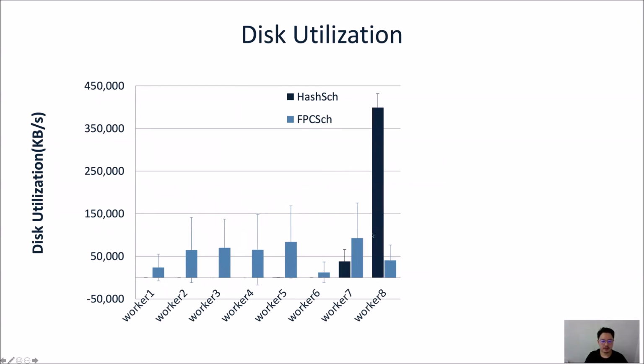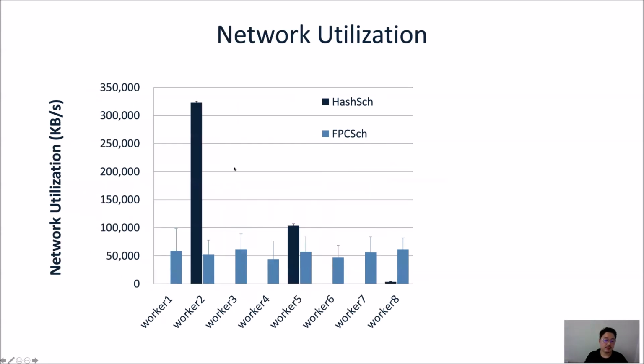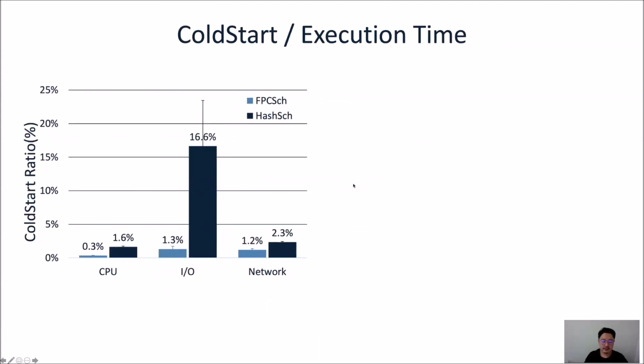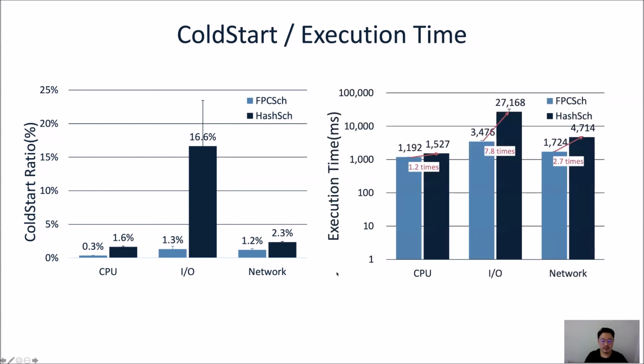And the same pattern is observed in other resources as well. So disk utilization is skewed in the hash-based scheduler, and it is the same for the network utilization. Since the same functions compete for the same resources, there were more cold starts in the hash-based scheduler, and the execution time was slower in the hash-based scheduler as well.